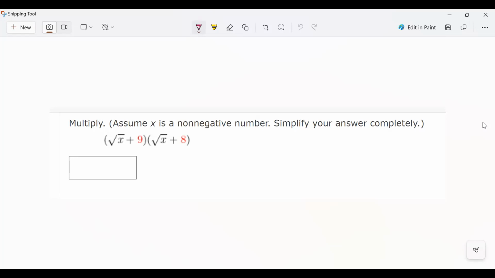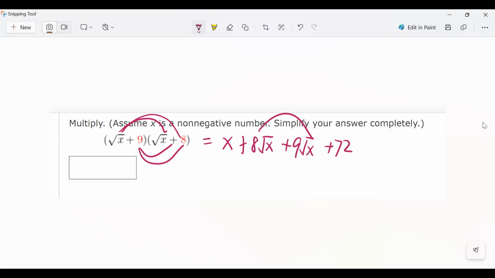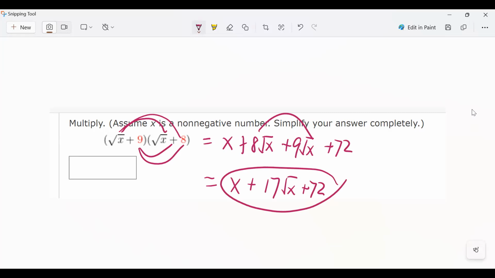All right, let's go over the solution. Square root of x times square root of x is x, and square root of x times 8 is 8 square root of x. 9 times square root of x is 9 square root of x, and 9 times 8 is 72. Then you need to combine the middle two terms: x plus 17 square root of x and 72. And so that's the answer. Any questions?